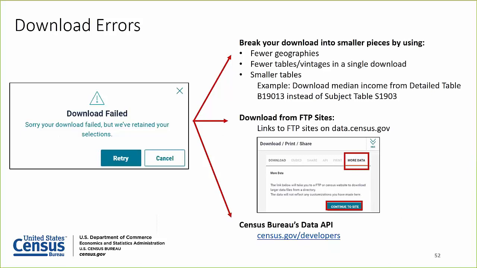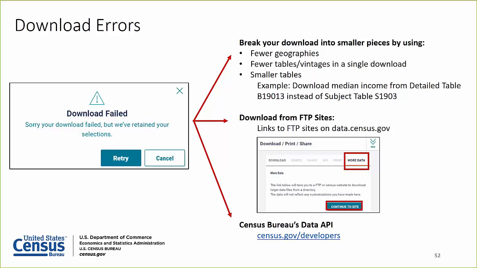I also wanted to mention download errors. We're definitely still working on our download and our entire system, but if your download fails, one thing you can do is break up your download into smaller pieces. For example, using fewer geographies, maybe fewer tables or vintages in a single download, or even a smaller table, for example, using B19013 instead of the subject table S1903.